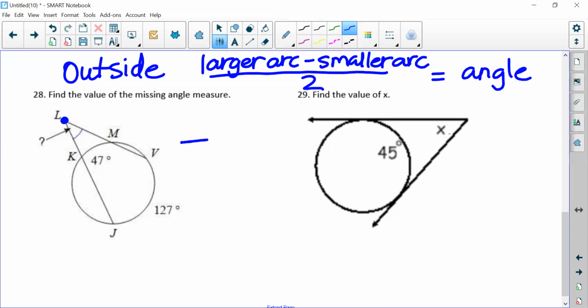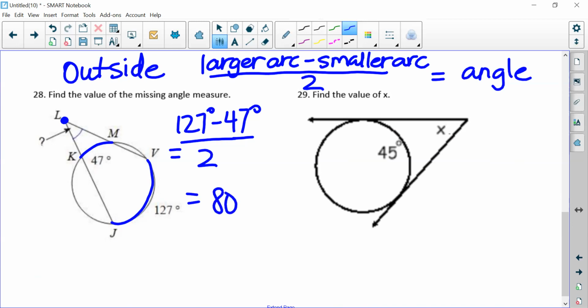Okay. So look, we're trying to find the measure of angle L. It's outside. The measure of our larger arc, JV, is 127 minus our smaller arc, KM, which is 47. And then we divide by 2. 127 minus 47 is 80. And then 80 divided by 2 is 40. So the measure of angle L is 40 degrees, okay?